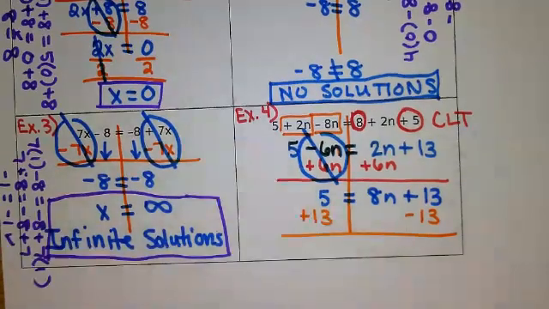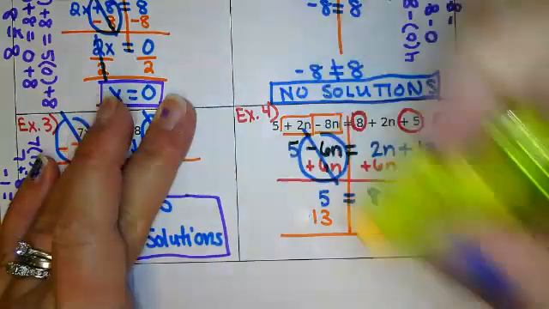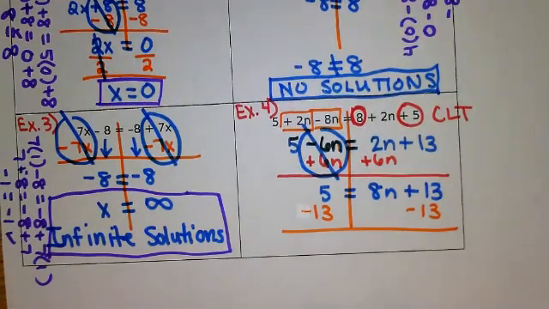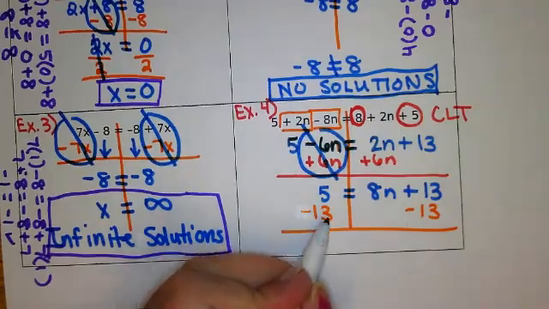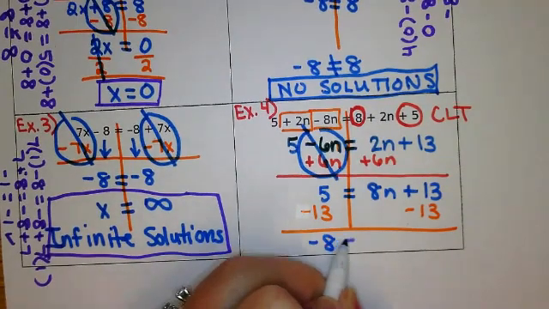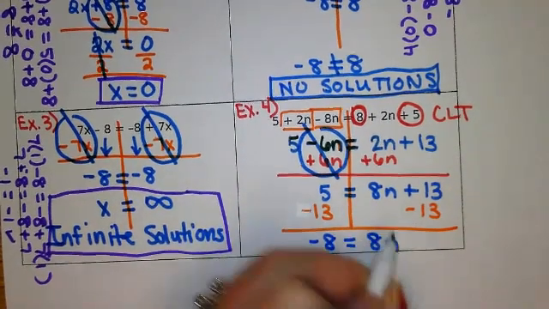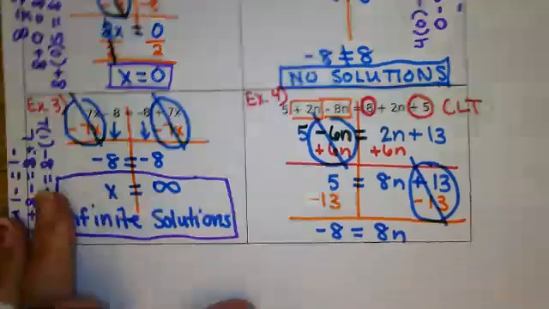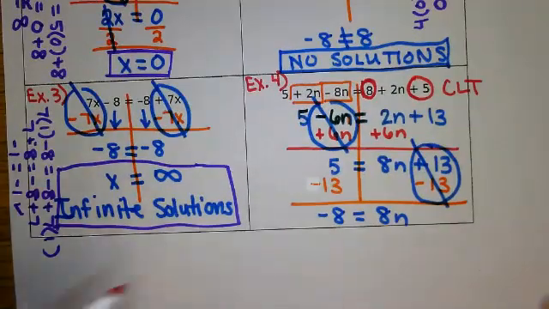Oops, and I did it. I knew I was going to do it. My one mistake. All right, fix that. All right, that is a minus sign. Sorry. All right, so 5 minus 13. 5 minus 13 is negative 8. Then I bring down my 8n because a positive 13 and a negative 13 equal a 0 pair. There's nothing remaining. So I know my variable's on the right.